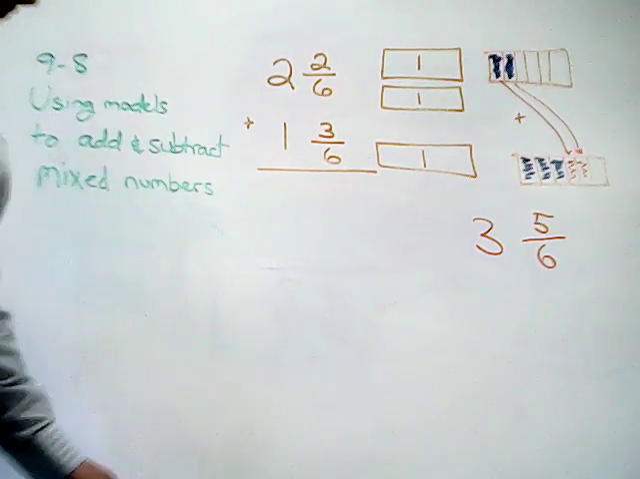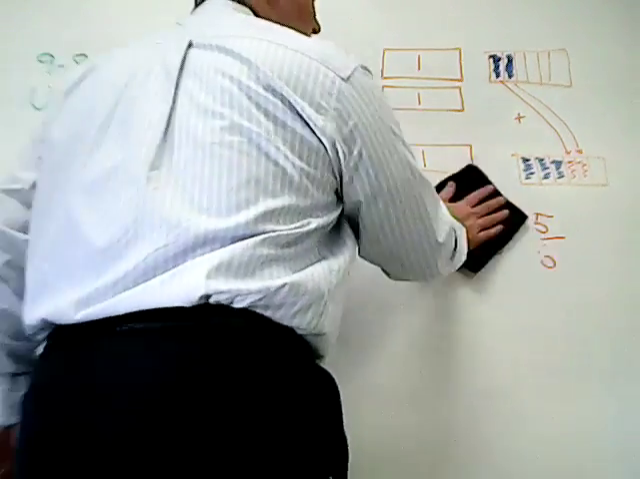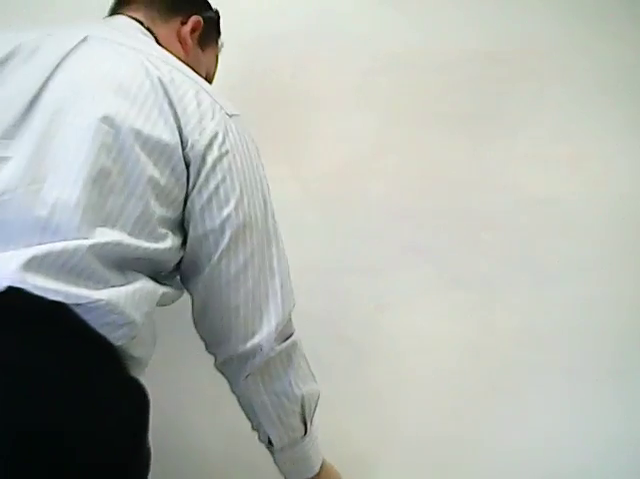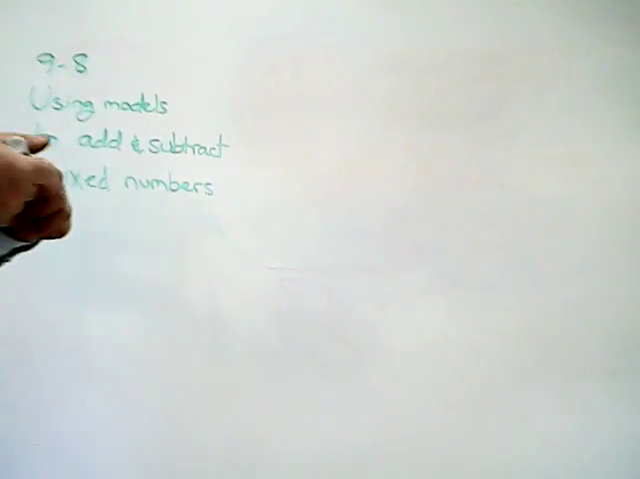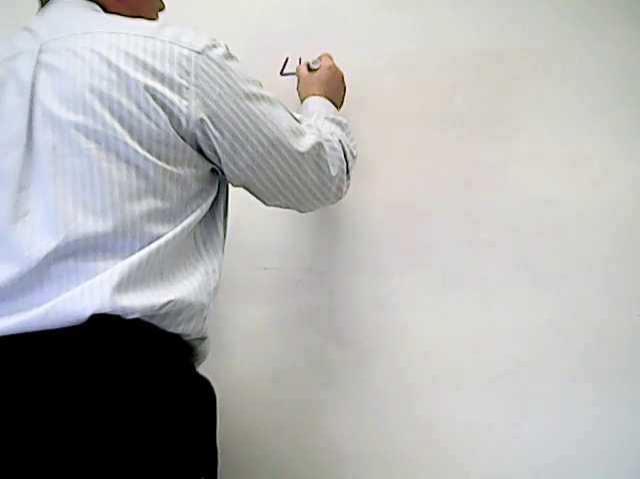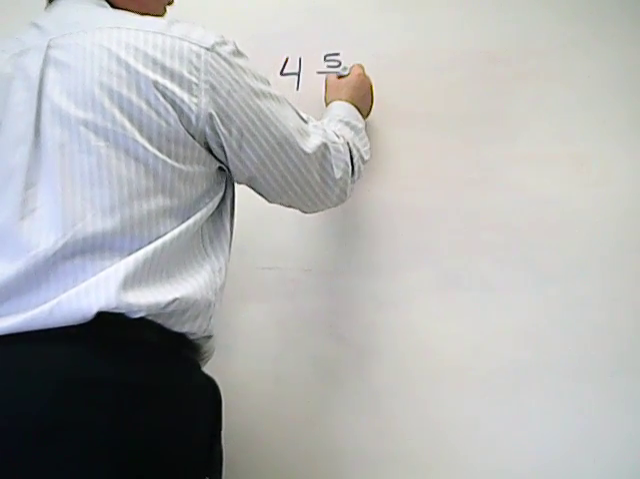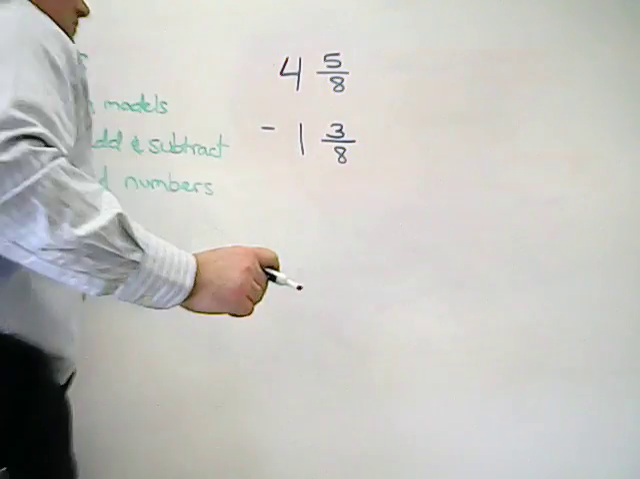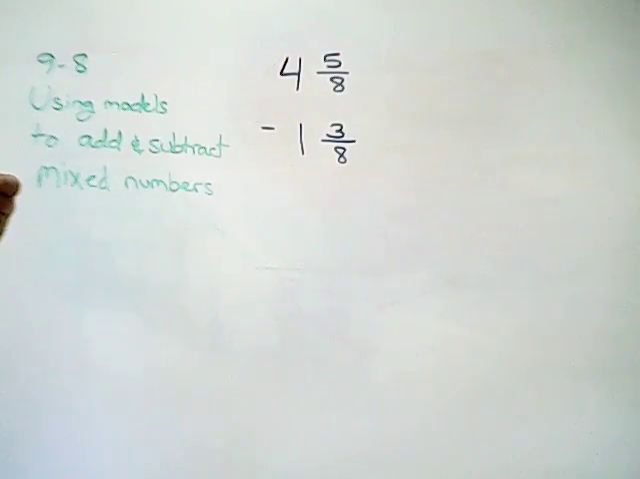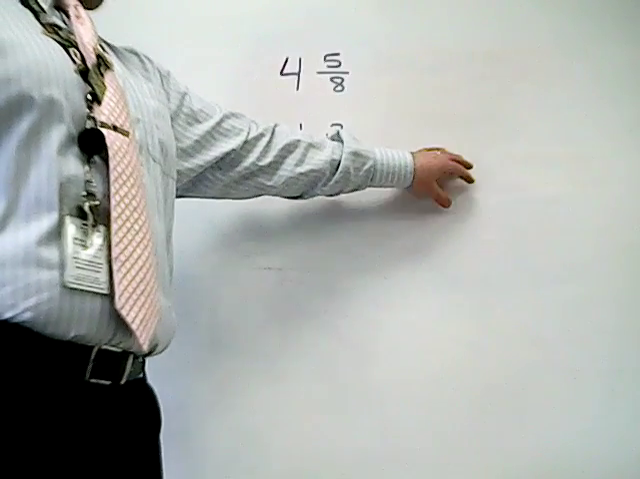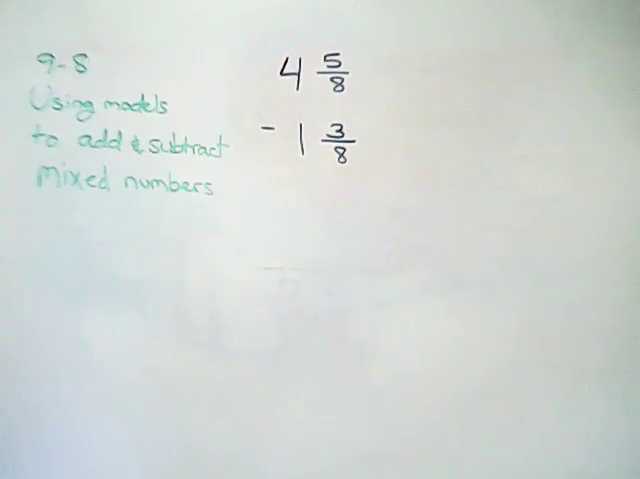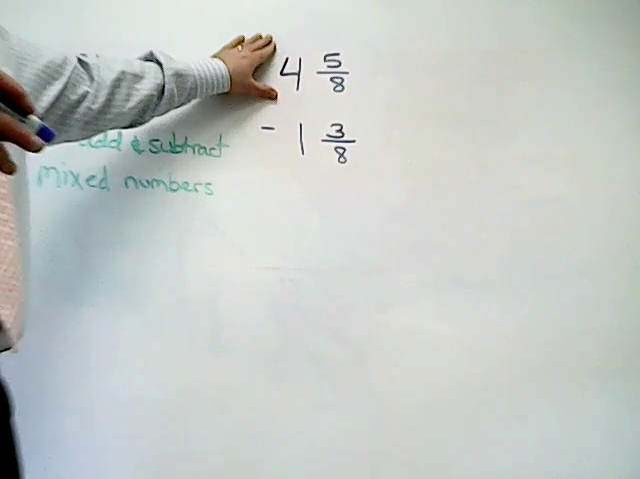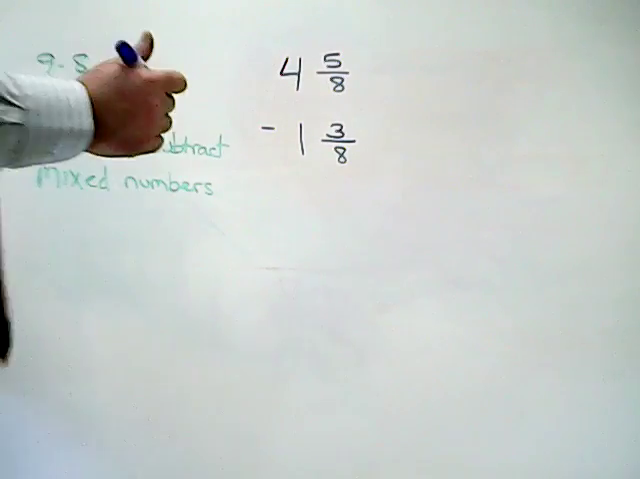Let's try a subtraction one, and we'll see how we do. So for subtraction, let's do 4 and 5/8 minus 1 and 3/8. So subtraction is a little bit different. I'm not going to start with two model representations for each mixed number. What I will do is start with the model representation for my bigger mixed number, my top number, if you will, 4 and 5/8.